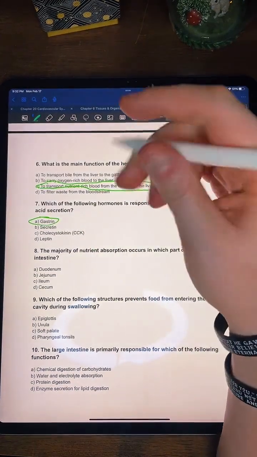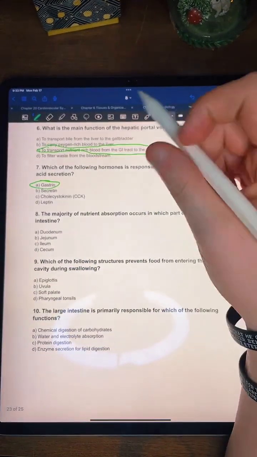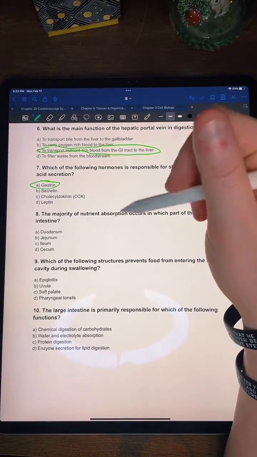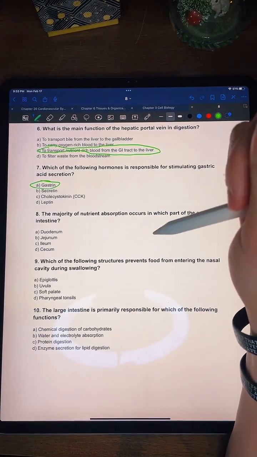7 is A. It's gastrin. Number 8. The majority of nutrient absorption occurs in which part of the small intestine?